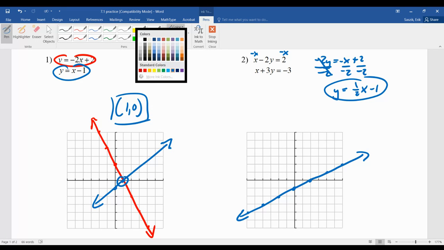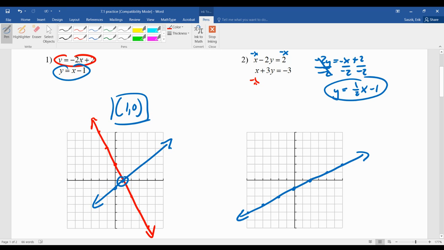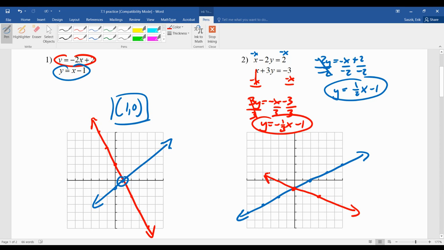Now we have to solve this one as well. 3y equals -x minus 3. Now remember, this does not become -3x. It's -1/3 x minus 1. Now we actually know the intersection right away. But I should finish drawing the line. Down 1 over 3. I don't need to show any more points because I already know my intersection is right there.